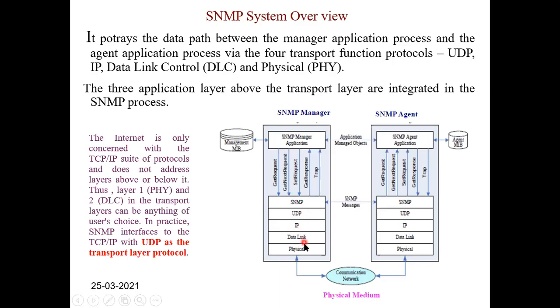These are the transport layer protocol. The internet is only concerned with the TCP/IP protocol. The remaining last 2 layers, the physical and data link layer, can be anything of the user's choice.